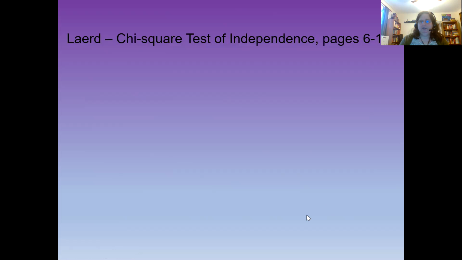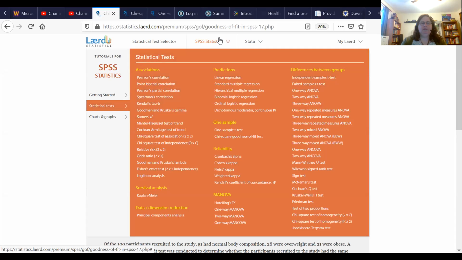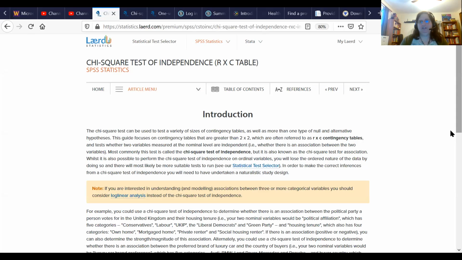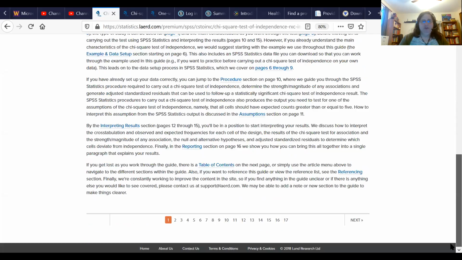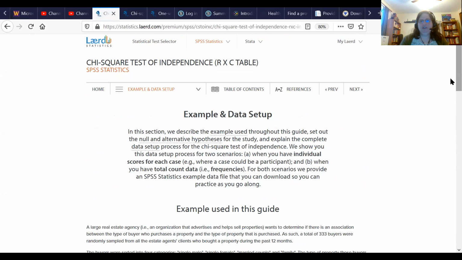So I'm actually back to my chi-square test for goodness of fit. I'm going to show you where the next one is. It's located under chi-square test of independence R by C. So first column, 2/3 of the way down, maybe. Just remember chi-square test of independence. And we are going to jump ahead to our example here.